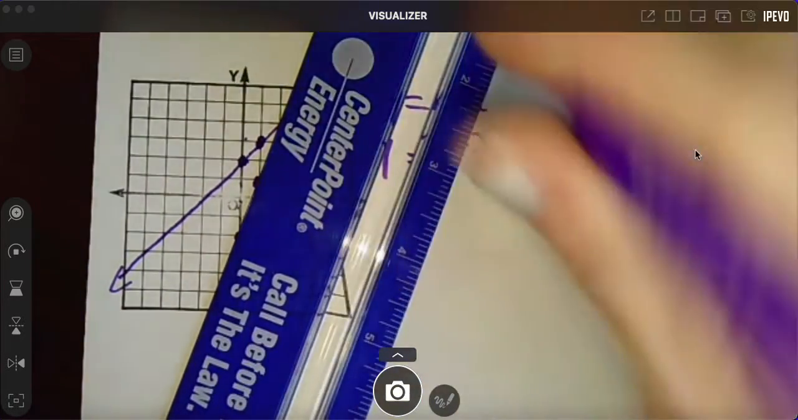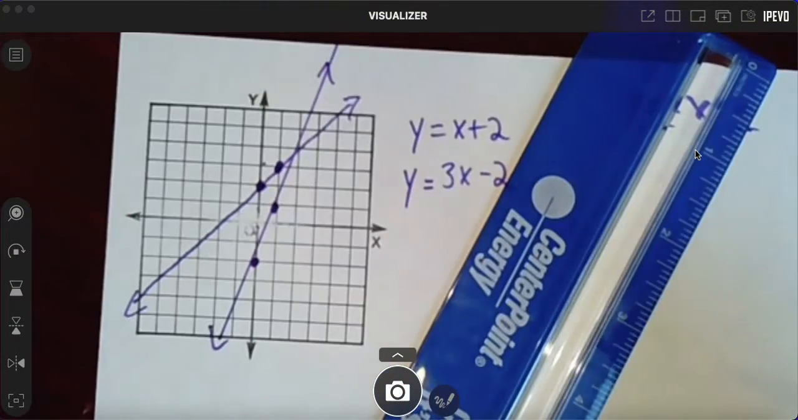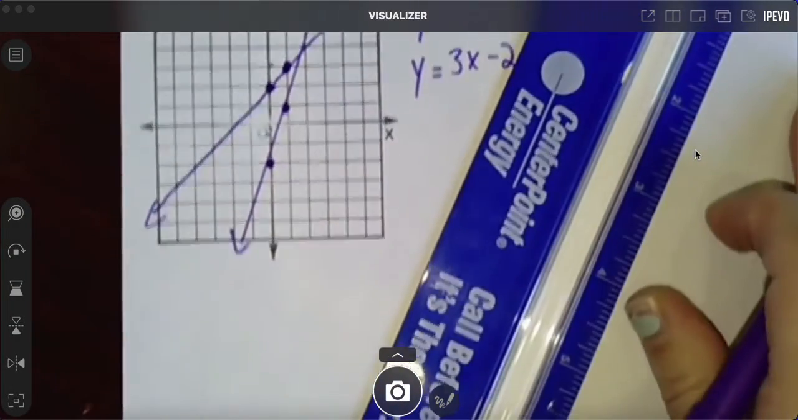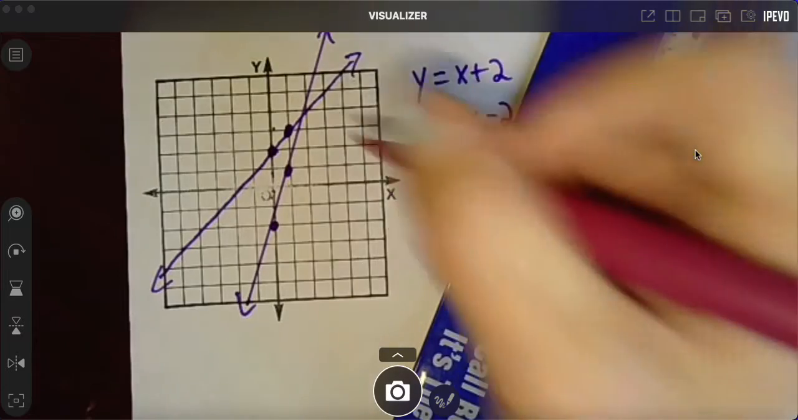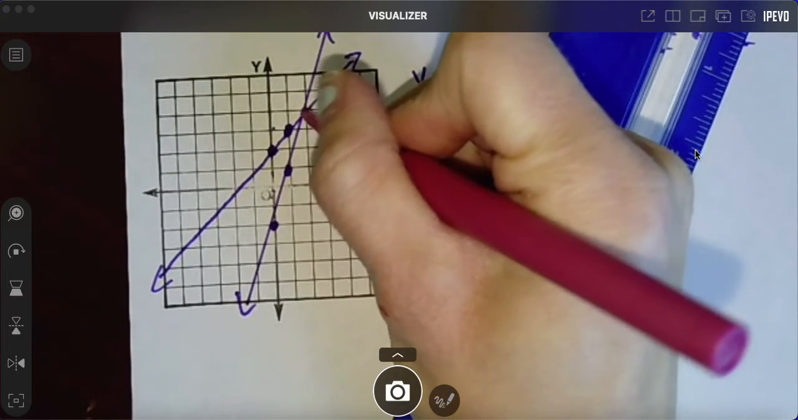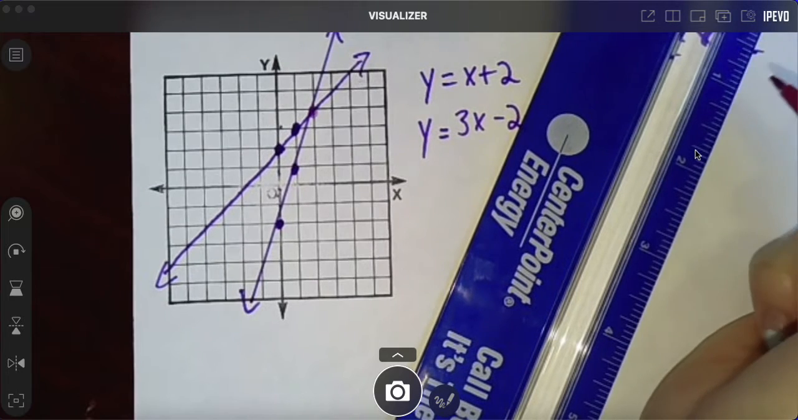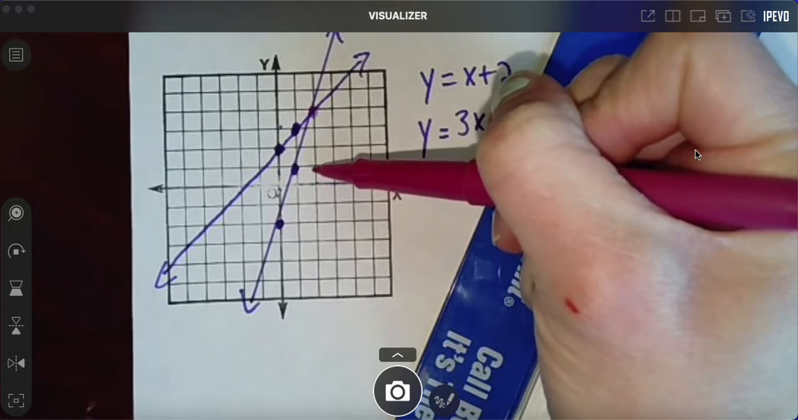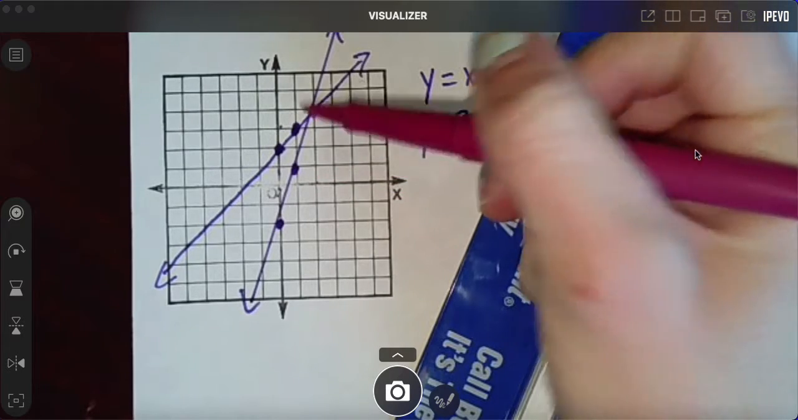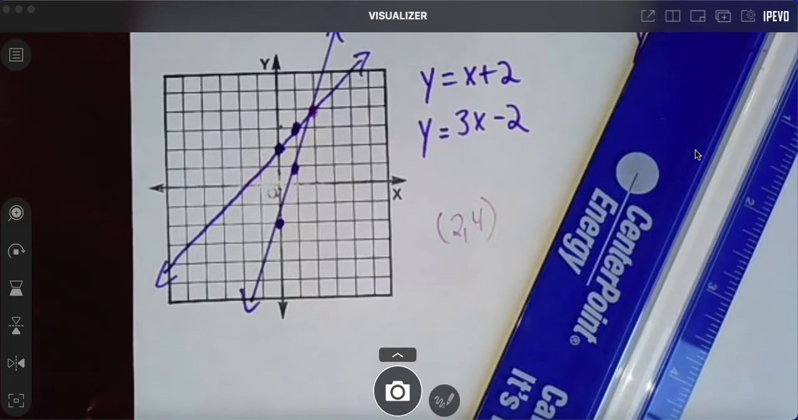So it kind of has to be perfect or you're going to mess up? Well, it doesn't necessarily have to be perfect, but I kind of want to see where they cross. So I'll do this one in this color. It looks like they cross right here. That's where they're going to cross. So what's my answer? Over 2 and up how many? 1, 2, 3, 4. That's your answer, an ordered pair. 2, 4.